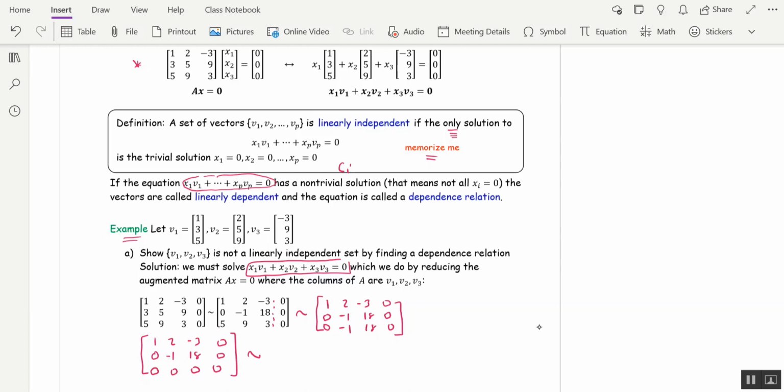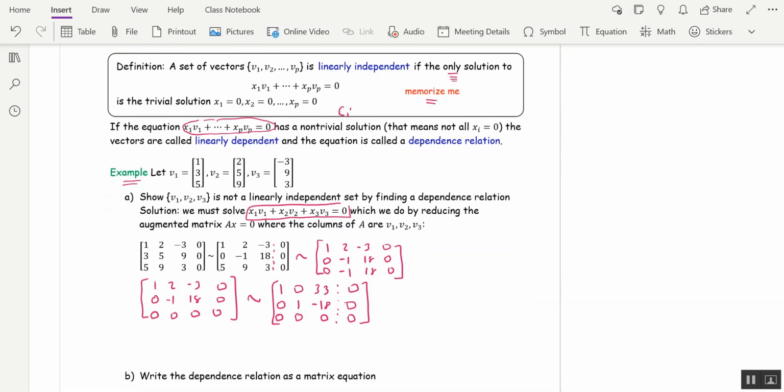And then I can use this -1 to kill off the 2 above. So if I use that -1 to kill off the 2 above, then my top row becomes 1, 0, 33, 0. And then as I write down this second row, I'm going to go ahead and multiply through by -1. So this is a 1, and that's a -18. That's a 0, and then everything else is 0. Okay, I'm in reduced echelon form, so I can read off the solution.